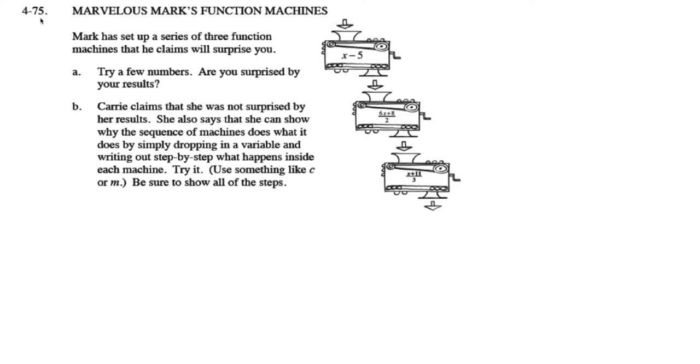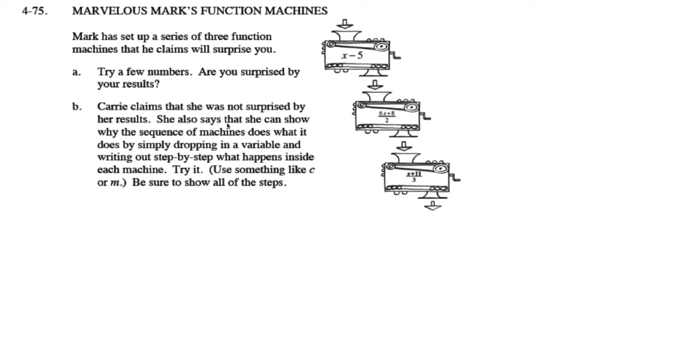Problem 4-75. Marvelous Mark's function machines. Mark has set up a series of 3 function machines that he claims will surprise you. Letter A. Try a few numbers. Are you surprised by your results? Then letter B. Carrie claims that she was not surprised by her results.